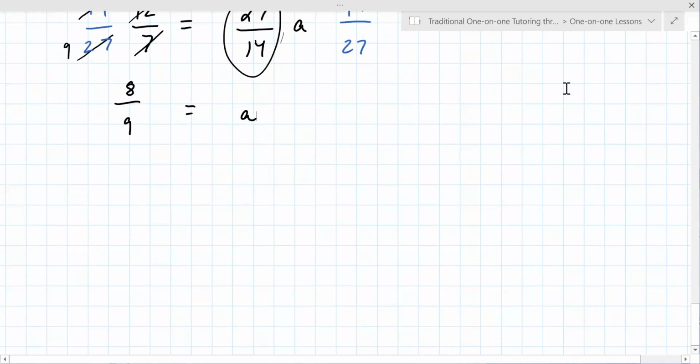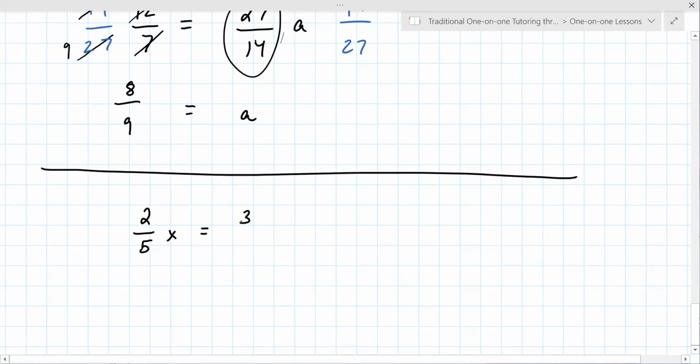Okay, I don't want to move on to the next worksheet quite yet. I know we've got to do 22, but I want to do this until I master it. So let me give you some different problems before we start. So let's try this: 2/5 x equals 3.